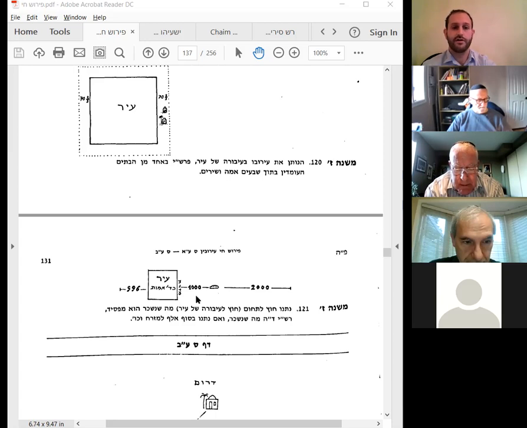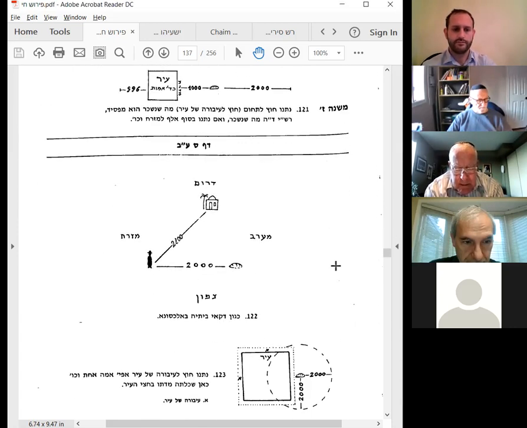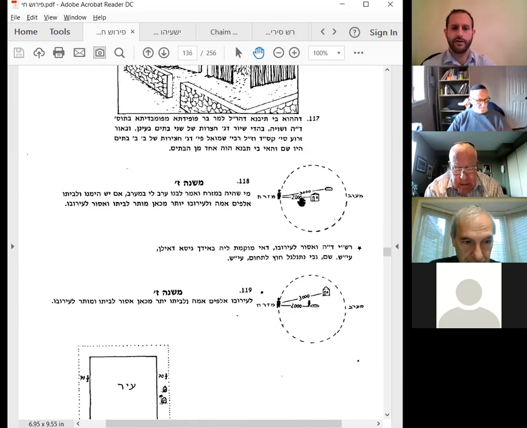Wait, but if you say that it's 2,000 to your Eruv, but your house is more than that, what's the case? How is this working? What's the circumstance? Because we'd assumed before that it's basically a straight line. What's going on here? So rather, what do we say the case is?